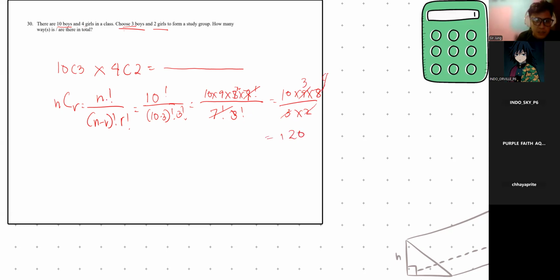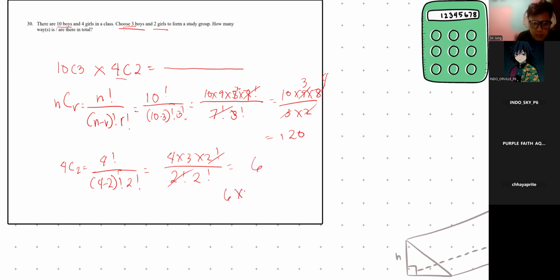Now, we need to have 4C2 here. 4C2 is equal to 4 factorial all over (4 minus 2) factorial times 2 factorial. That is 4 times 3 times 2 factorial all over 2 factorial times 2 factorial. 4 times 3 is 12, divided by 2, that's 6. So 6 times 120 is equal to 720. And that should be the answer.